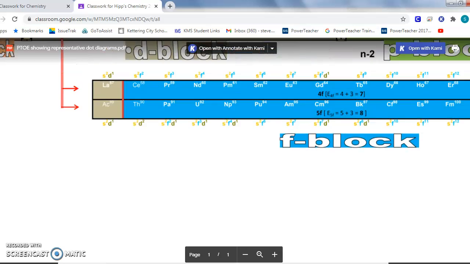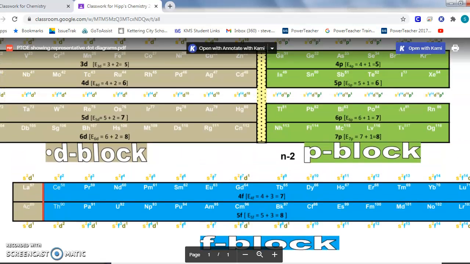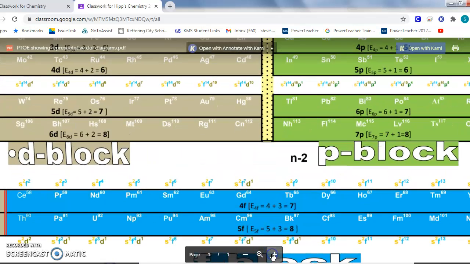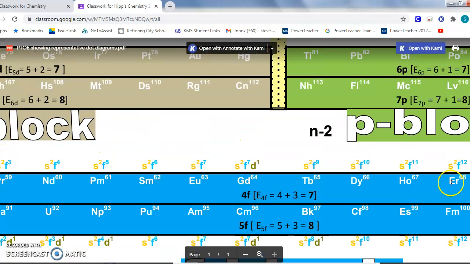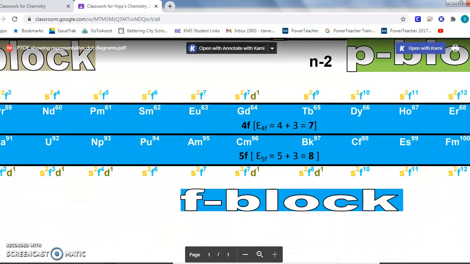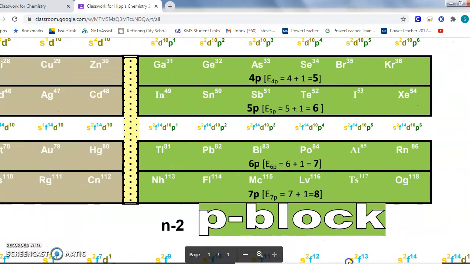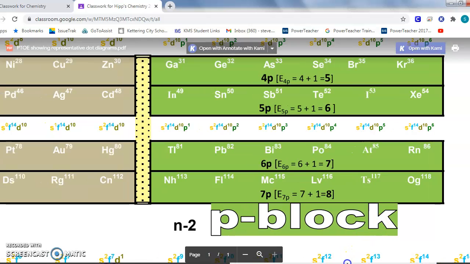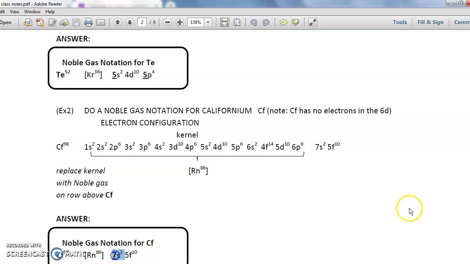After number 86 comes number 87 and 88. I'm making that a little bit bigger so you can see, if I would stop scrolling all over the place. It's a little hard to scroll on this thing. So we are at 86. Yep, there's 86. After 86 is 87 and 88, francium and radium. And they are in the 7s. And there's two of them. So what do I do? I write 7s2 right there.